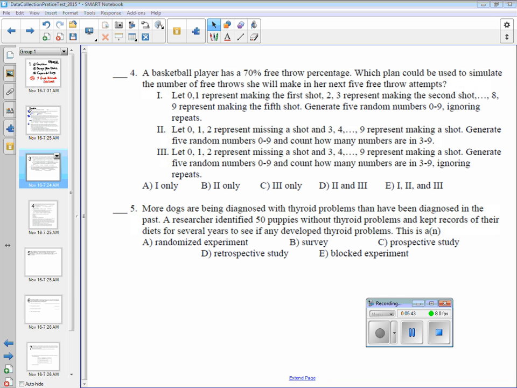Okay. So 70%, it ends in a 0. So what does that mean we can use? Single digits. So we know that. So we can look at that 0 through 9. I think all of the answer choices say 0 through 9 here. 70% means that we need 7 out of 10 of those digits to represent she made the free throw. Would you agree? So I'm looking at the next, 5 free. So this question, if you look at number 1, we're looking at free throws.